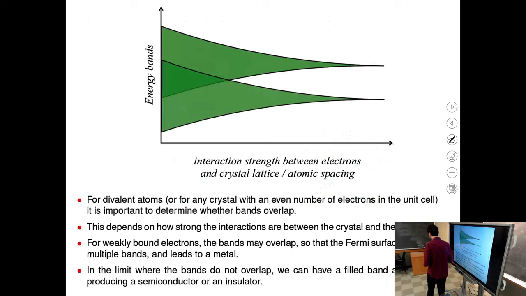Okay, now we're going to look a little bit at the real divalent materials. Nominally they should be insulating, should have filled bands, right? Remember the recap from the beginning of the lecture? You have two electrons per atom. That should fill up the lowest band. In practice, due to the strong coupling, bands can overlap. In this case, you will have two partially filled bands, and so you will have a Fermi surface.